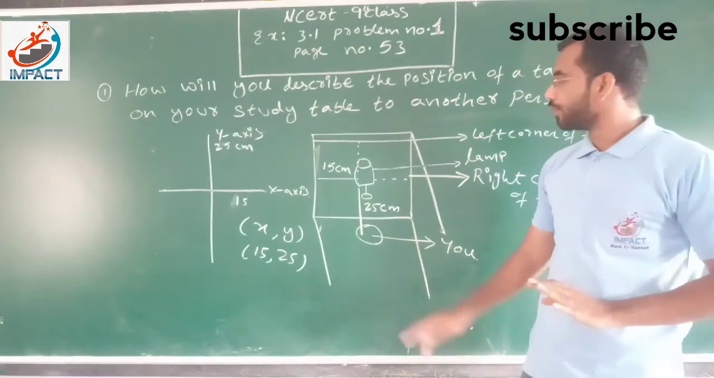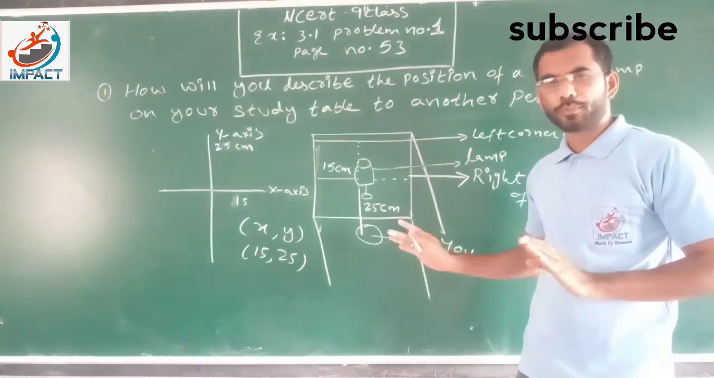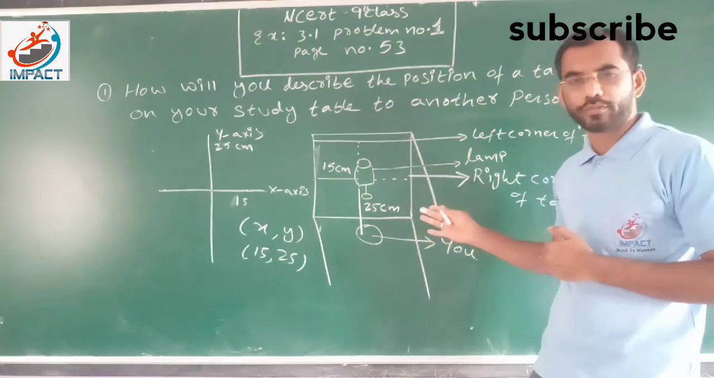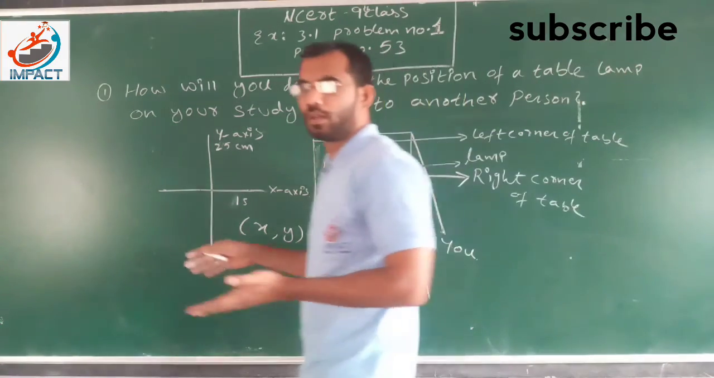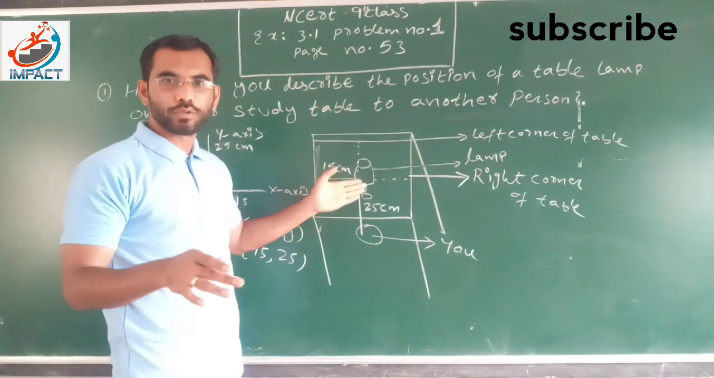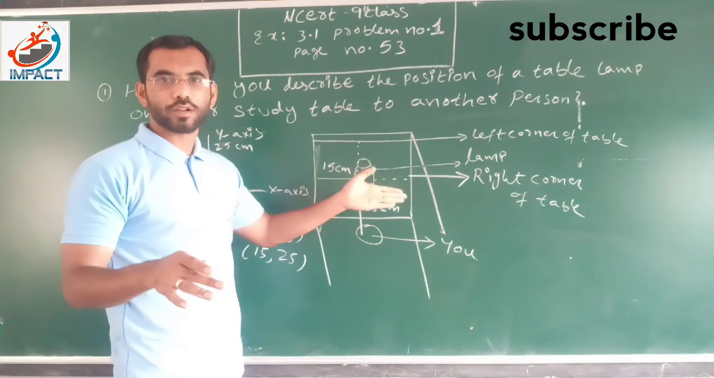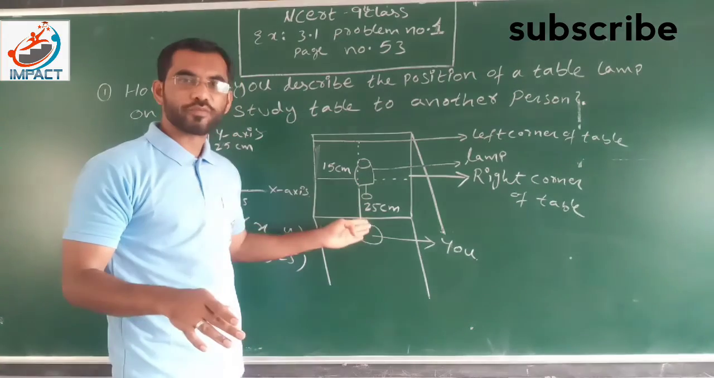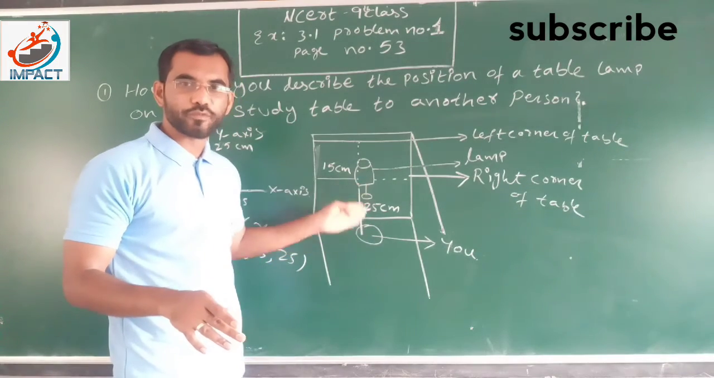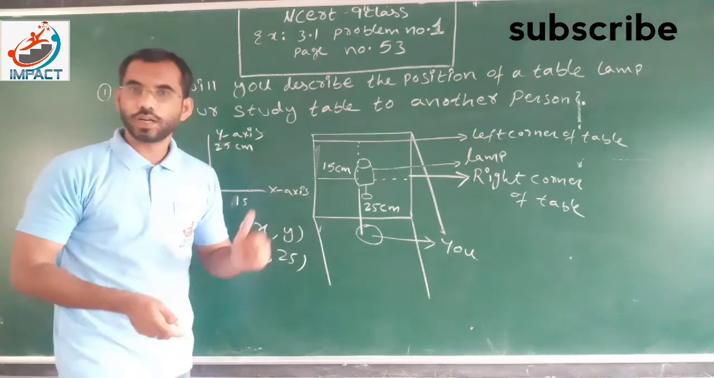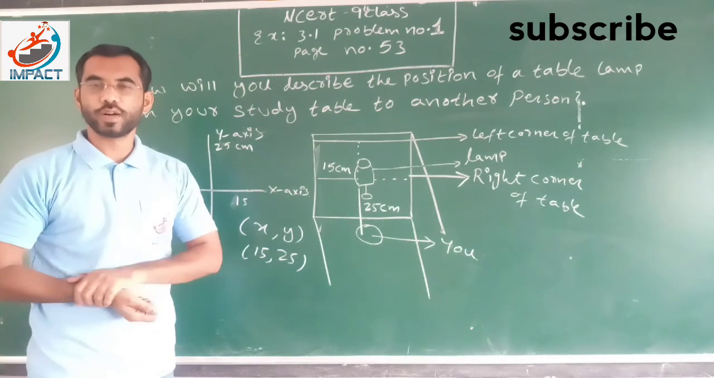So simple problem. Either you take the left hand side or the right hand side, the right corner of the table or the left corner of the table. So the distance from the left corner of the table to the lamp, or the right corner of the table to the lamp, and the position from you to the bed lamp. So this will be the answer for the first problem of 3.1.